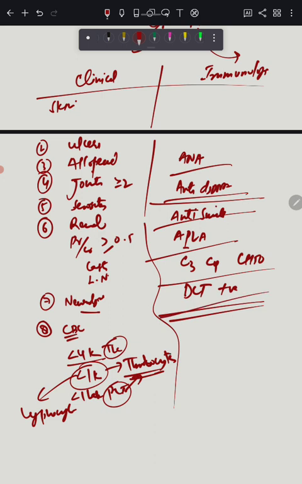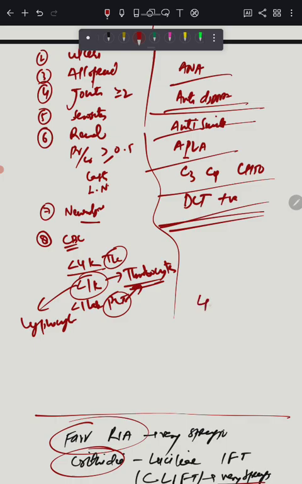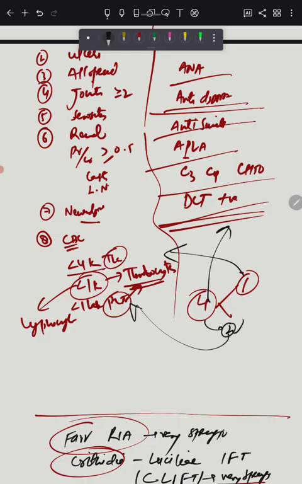So if 4 criteria are met, among them one should be clinical, and at least one should be immunological. After that, for the remaining 2, it doesn't matter. These 2 can be from the clinical criteria, or they can be from the immunological criteria. We will say the patient is diagnosed as having SLE.